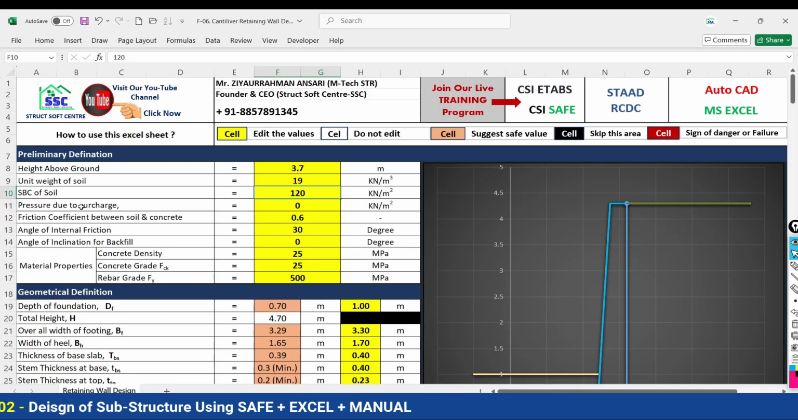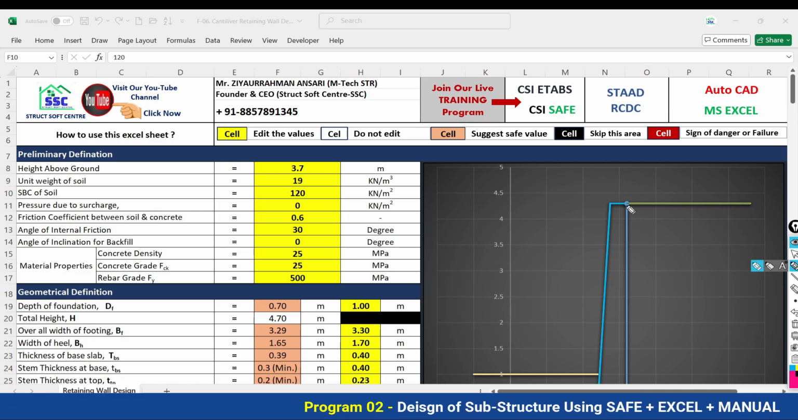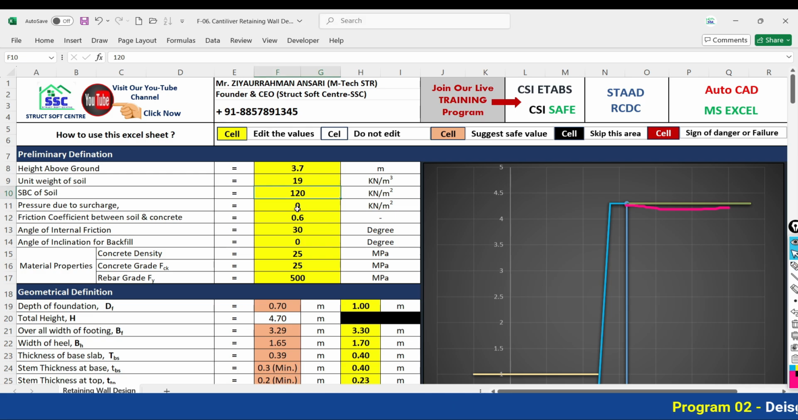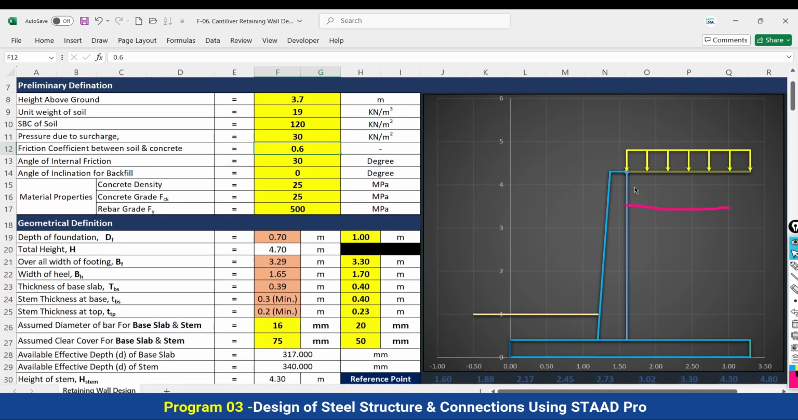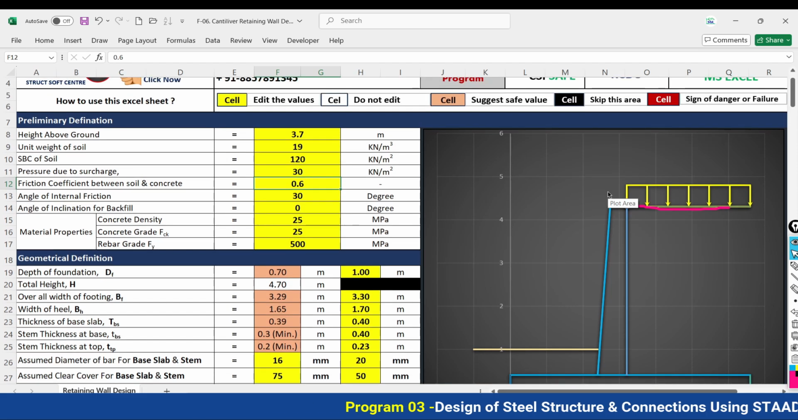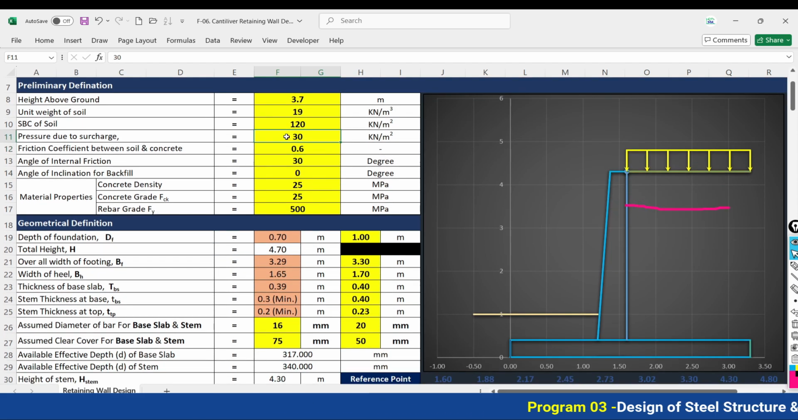Thereafter, pressure due to surcharge. In our problem there is a flat backfill, there is no surcharge. In your problem, if the surcharge is present with any particular intensity, suppose 30 kilonewton per meter square, you have to put this value here. So automatically the surcharge will be defined in this figure, and everything is going to be updated automatically. But as in our problem statement there is no surcharge, I'm going to put it as 0.